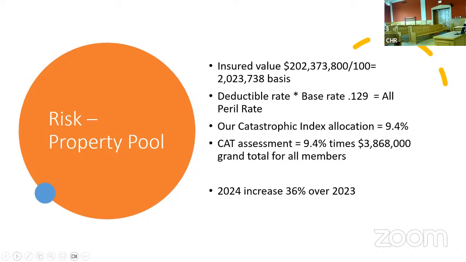So are we comparing apples to apples from one year to the next in this case? That I don't know. Let me see if I can see what our catastrophic index was. I gave you also some little information on the property pool.